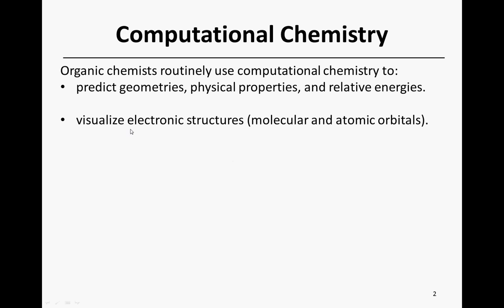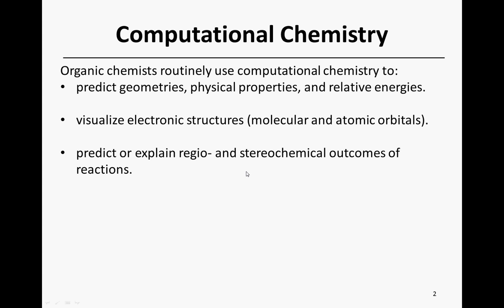We do a really nice job of visualizing the electronic structures of molecules using computational chemistry. By that I mean taking a look at the molecular and atomic orbitals, and we're going to talk about how we do that throughout the day today, and you'll be doing that during the semester. Computational chemists do a lot of work predicting the regio- and stereochemical outcomes of reactions. You're going to do that in a couple of the experiments in Chem 344. We're going to spend some time today and throughout the semester looking at the stabilizing and destabilizing interactions of parts of molecules. Computational chemistry is great at helping visualize those.